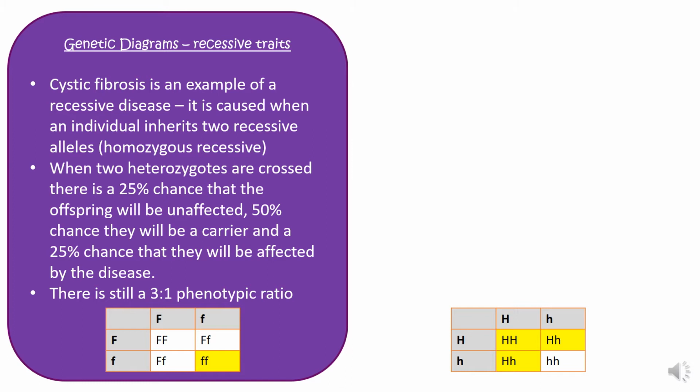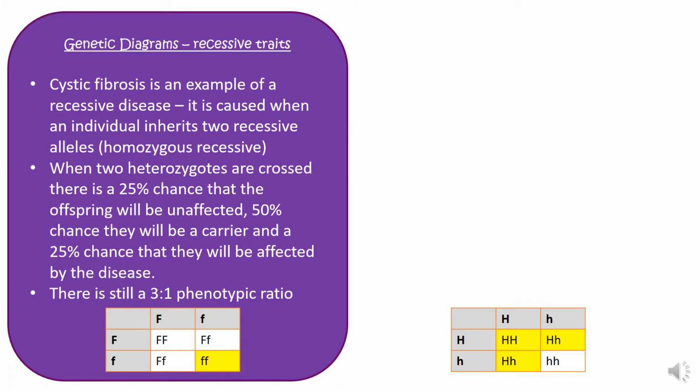So we've got two heterozygotes crossed. We can refer to these two parents as carriers. If they have a dominant and a recessive allele, they aren't affected by cystic fibrosis, but they can pass this allele onto their offspring and they can be affected. So they carry the faulty allele, but they're not affected themselves.